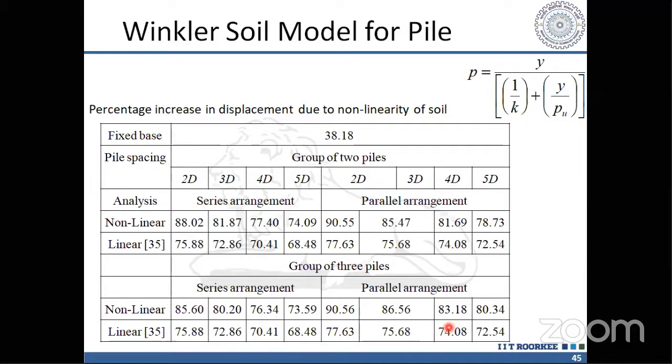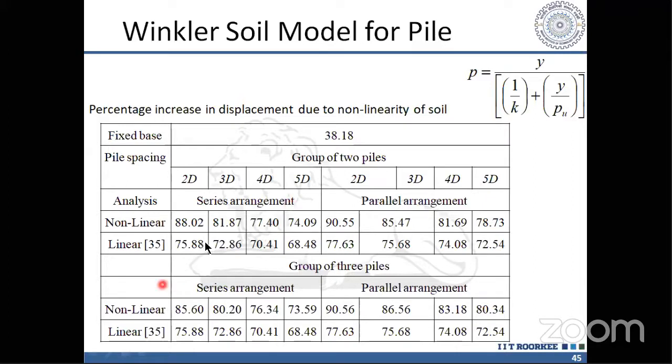Now with the spring approach, this is our analysis. If we use a linear spring only, our displacements were of the order of 75 millimeter, 72, 70, 68. This is for series arrangement, and for parallel it was 77, 75, 74, and 72 millimeter. So the series arrangement was a bit steeper because it depends on the direction of loading, basically. The parallel was assuming a little bit steeper.